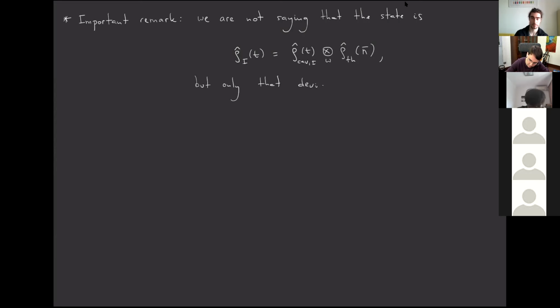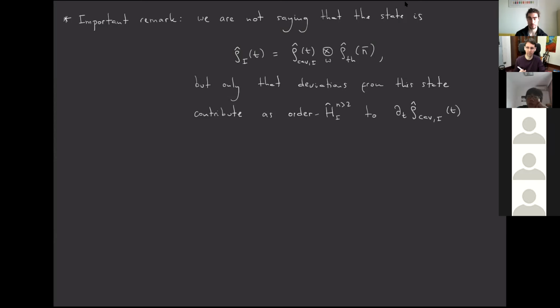that deviations from this state contribute as order Hamiltonian to n larger than 2 to the time derivative of the cavity state. Okay?